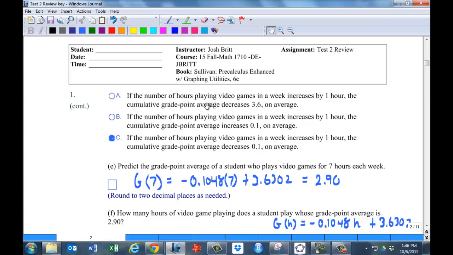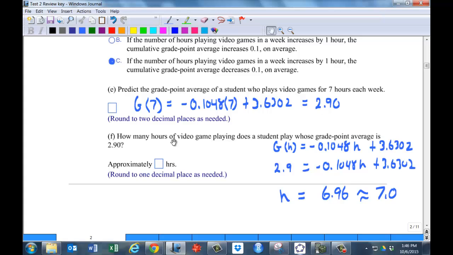And then here's the meaning of the slope. So basically we look at this number here and we think for every hour, for every H value that we increase, the GPA is going to go down because of the negative slope by this amount here. So if the number of hours playing video games in a week increases by 1 hour, the cumulative grade point average decreases by 0.1 on average.